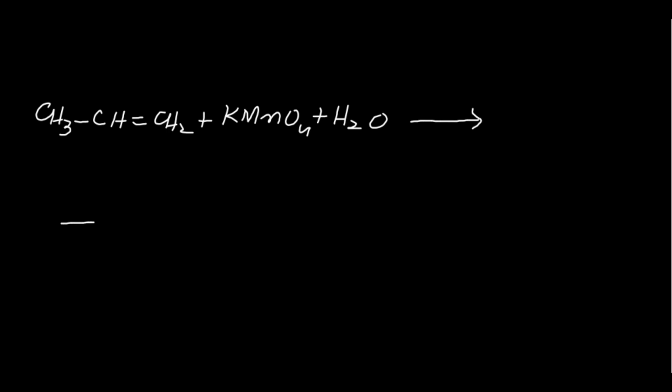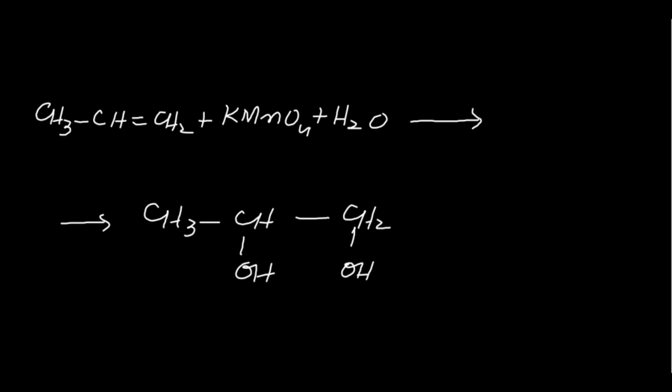The product which is formed will be CH3 CHOH CH2OH. Right, students? As well as we get manganese dioxide plus water plus KOH.